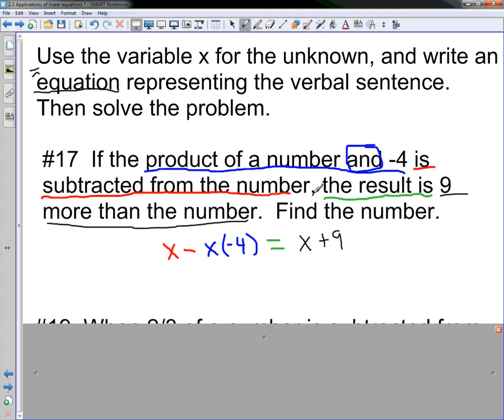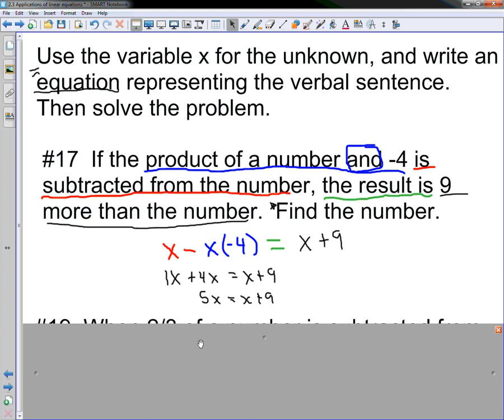Now we want to also find the number, so that means we want to solve this equation. So I'm going to go ahead and work this portion of it. So we have -x times -4. So that really gives me a plus 4x equals x plus 9. Well, 1x plus 4x gives me 5x equals x plus 9.